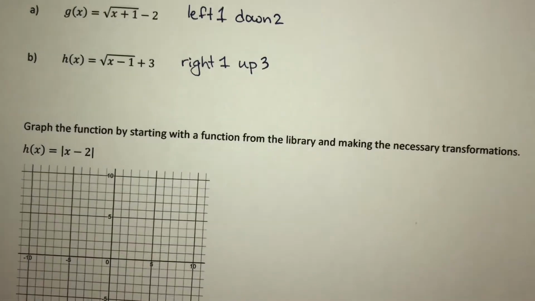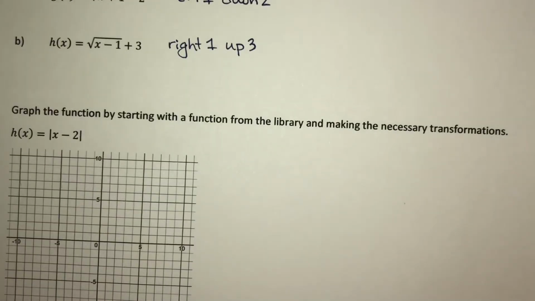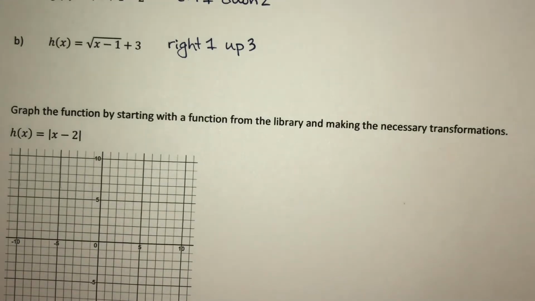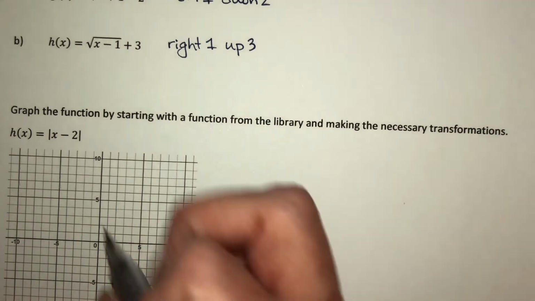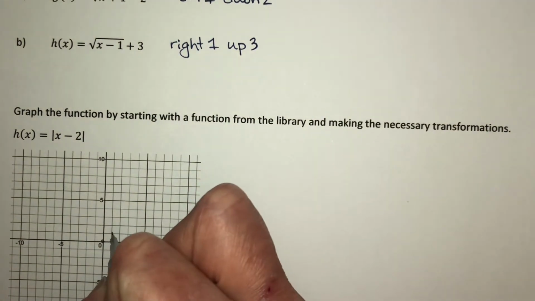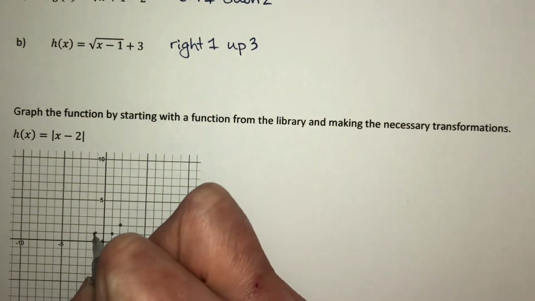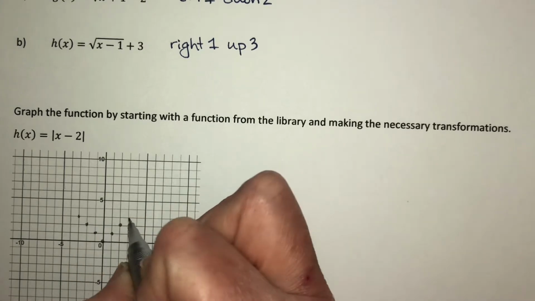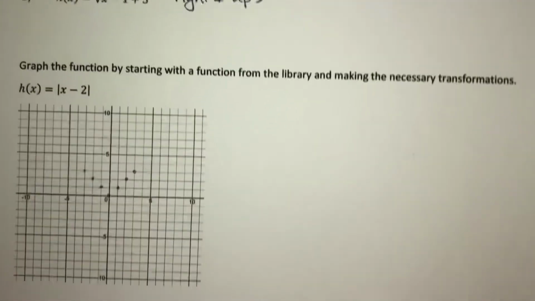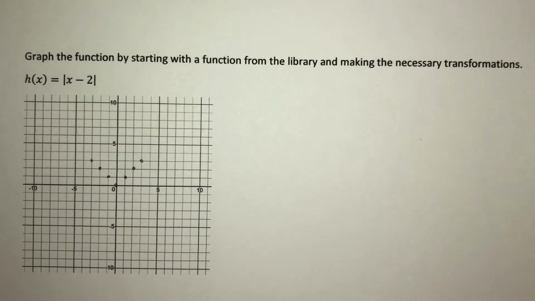So I know my basic graph, and I'm going to put some points on this using just a pencil so that I can see my original. And this will help you some, especially if you're doing things on paper. So those are just some of the points on the absolute value of x graph.